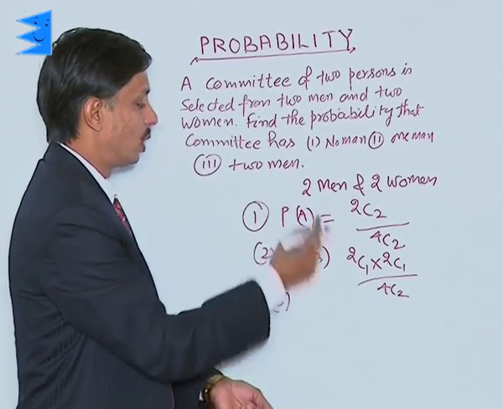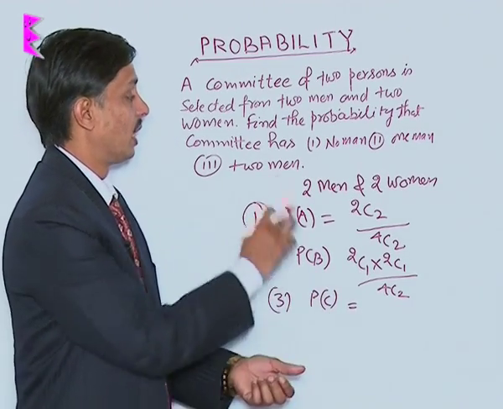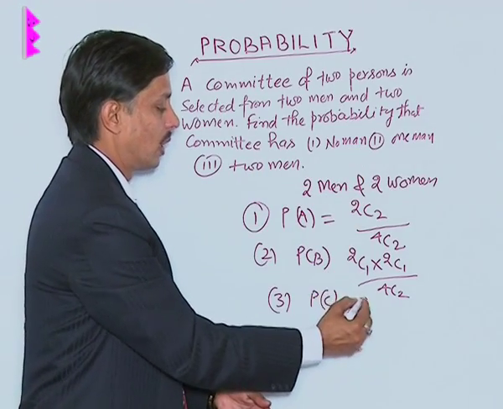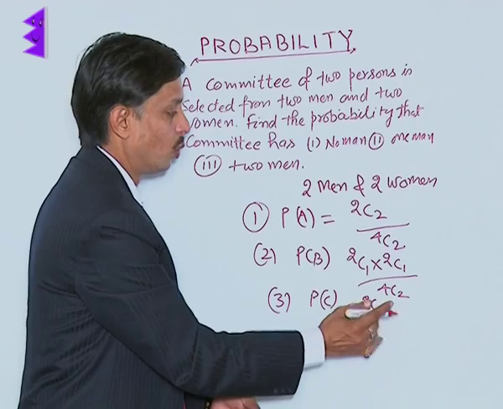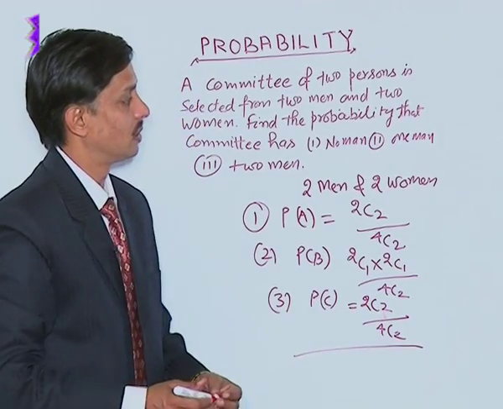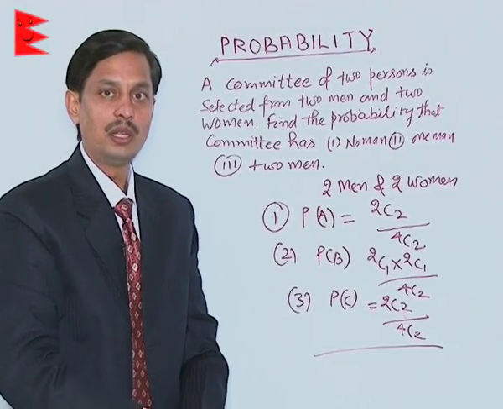Third, there are 2 men. If I name it C, then there are 2 men. 2 men means out of these 2 men, both are to be chosen. That is 2C2 divided by 4C2. This is the answer for getting the probability under the required conditions.